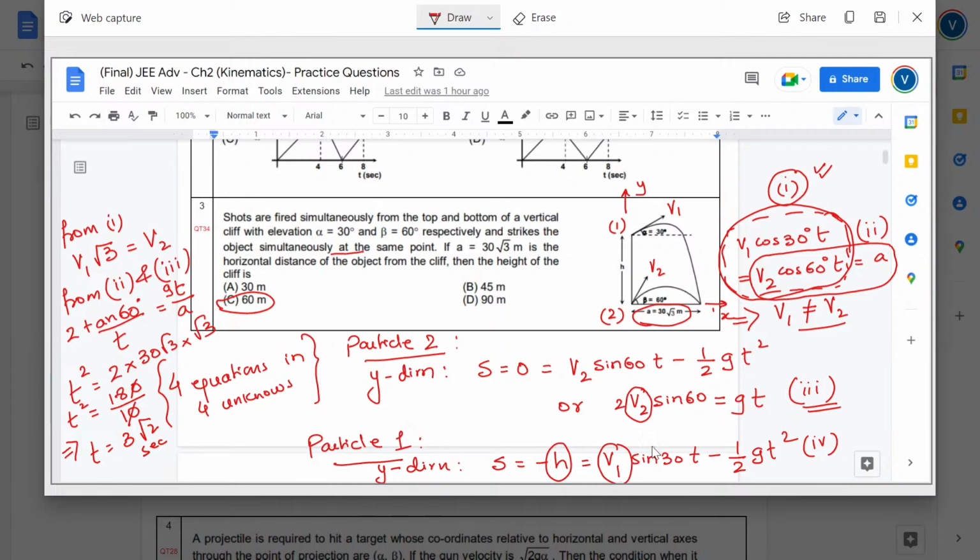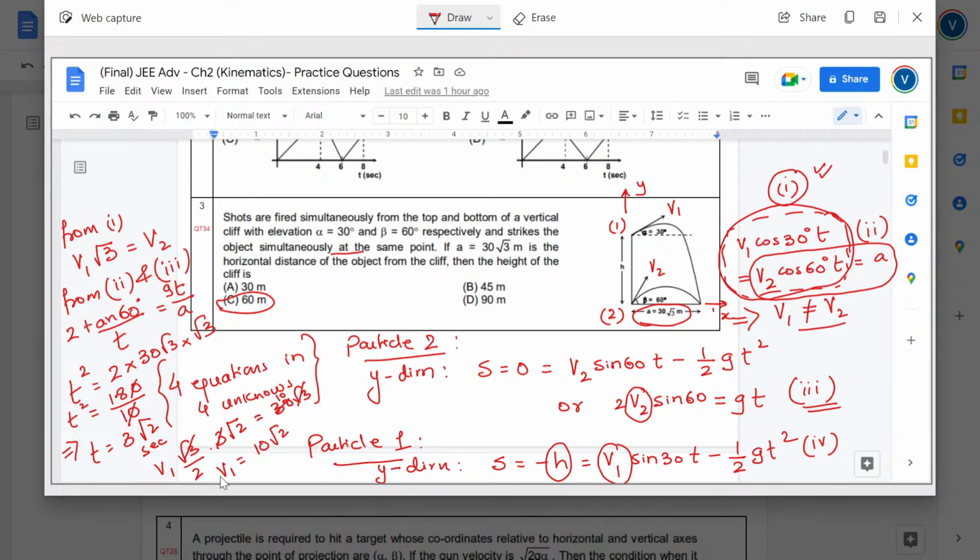So what is V1 then? Because for equation 4 we will need that. So from the equation V1 cos 30 times t equals a, we will get V1. Cos 30 is simply root 3 by 2. Time t is 3 root 2. This equals a, which is 30 root 3. So V1 is 10 root 2.